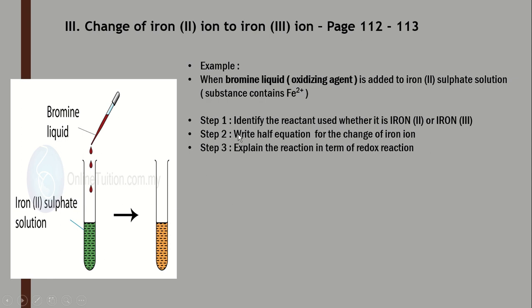Okay, the first step is to identify the reactant used, whether it is iron 2 or iron 3. So in order to know whether the reaction is conversion of iron 2 to iron 3 or iron 3 to iron 2, we must first look at whether the reactant uses iron 2 or iron 3. In this case it uses iron 2 sulfate, meaning it uses iron 2. So automatically this reaction will convert iron 2 ion to iron 3 ion. Okay, so we know the reactant and the reaction, so then we can write the half equation.